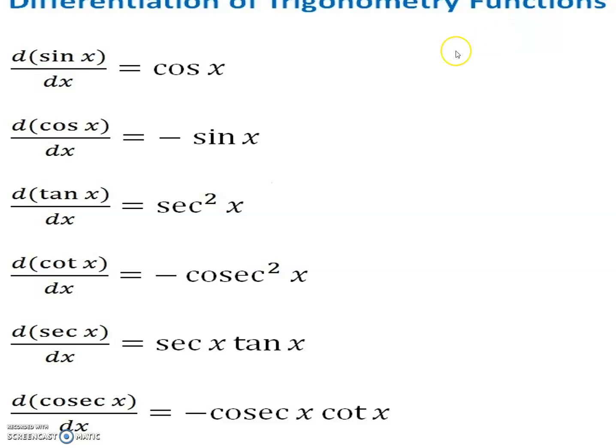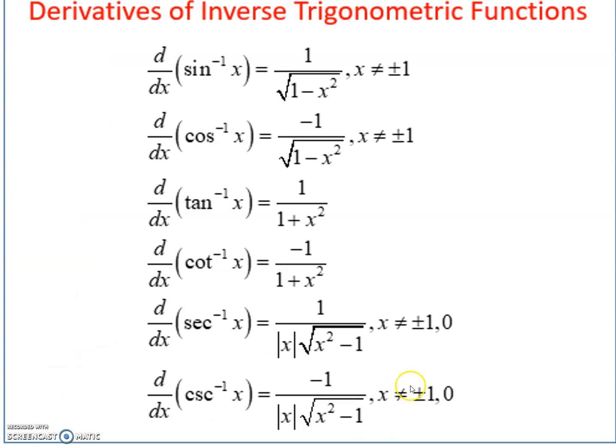Differentiation of trigonometric functions. Derivative of sin x is cos x, derivative of cos x is minus sin x, derivative of tan x is sec square x, derivative of cot x is minus cosec square x, derivative of sec x is sec x into tan x, derivative of cosec x is minus cosec x into cot x.